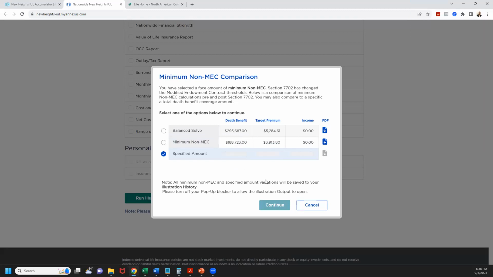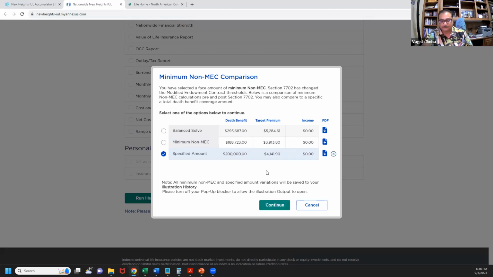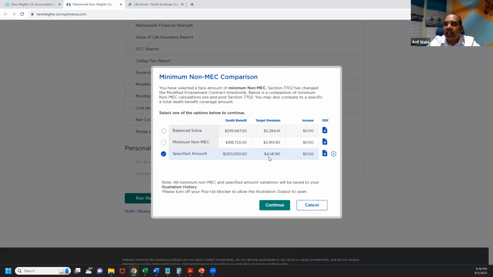So you can compare here. If it is 200K, then the target premium has gone up a little bit. But if it is 295K, your target premium will be different. It is up to you whether the client's goal is to have a high death benefit in the beginning, or you want to show the maximum accumulation, or you want to have a balance somewhere in the middle.